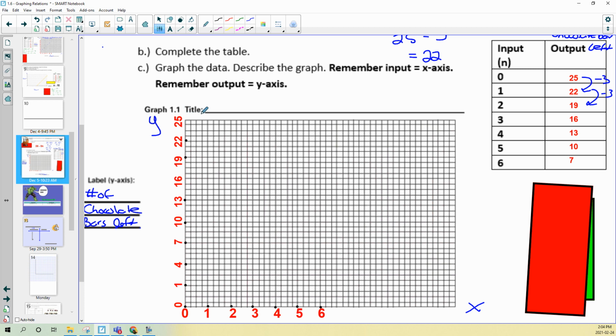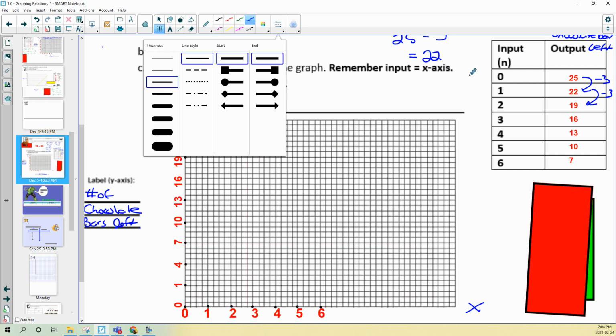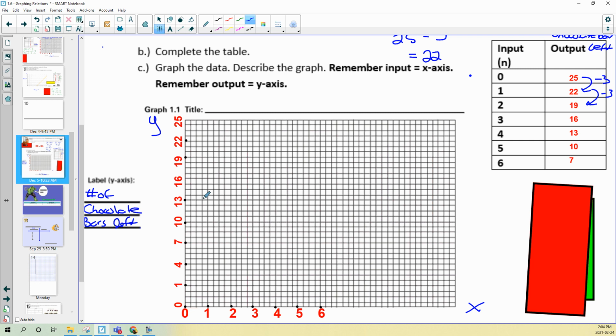Okay, so let's go ahead and plot this. So 0 is my x-axis. I'm going to go all the way up to 25. So that's my first dot. 1 is going to be 22. 2 is going to be 19. 3 is going to be 16, which is right here, I believe. 4 is 13. One over, there we are.